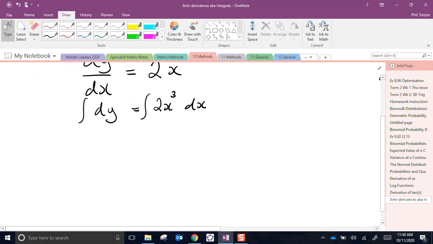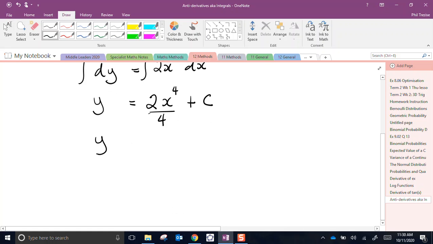Now the integral of dy is y. The constant 2 just stays there. The power on the pronumeral x increases from 3 to 4, and then we divide by the new power. And we add a constant of integration. We would simplify to read y equals x to the 4th divided by 2 plus c. And that's our antiderivative, or our integral.